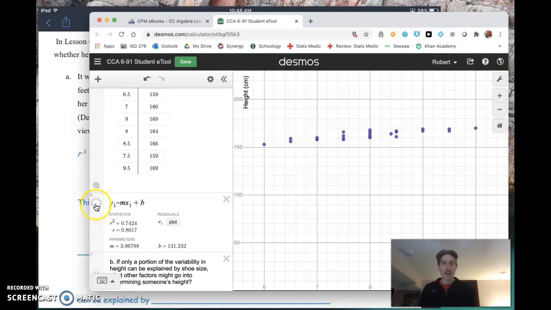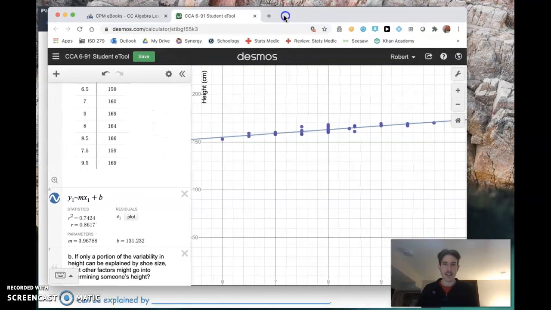But I can click on it to make it appear, right? It shows up in blue. And I can even plot my residuals. This is a built-in feature in Desmos once I give Desmos that language that I wanted to see it. I've got the equation, y equals 3.96788x plus 131.232, right, if I want that.